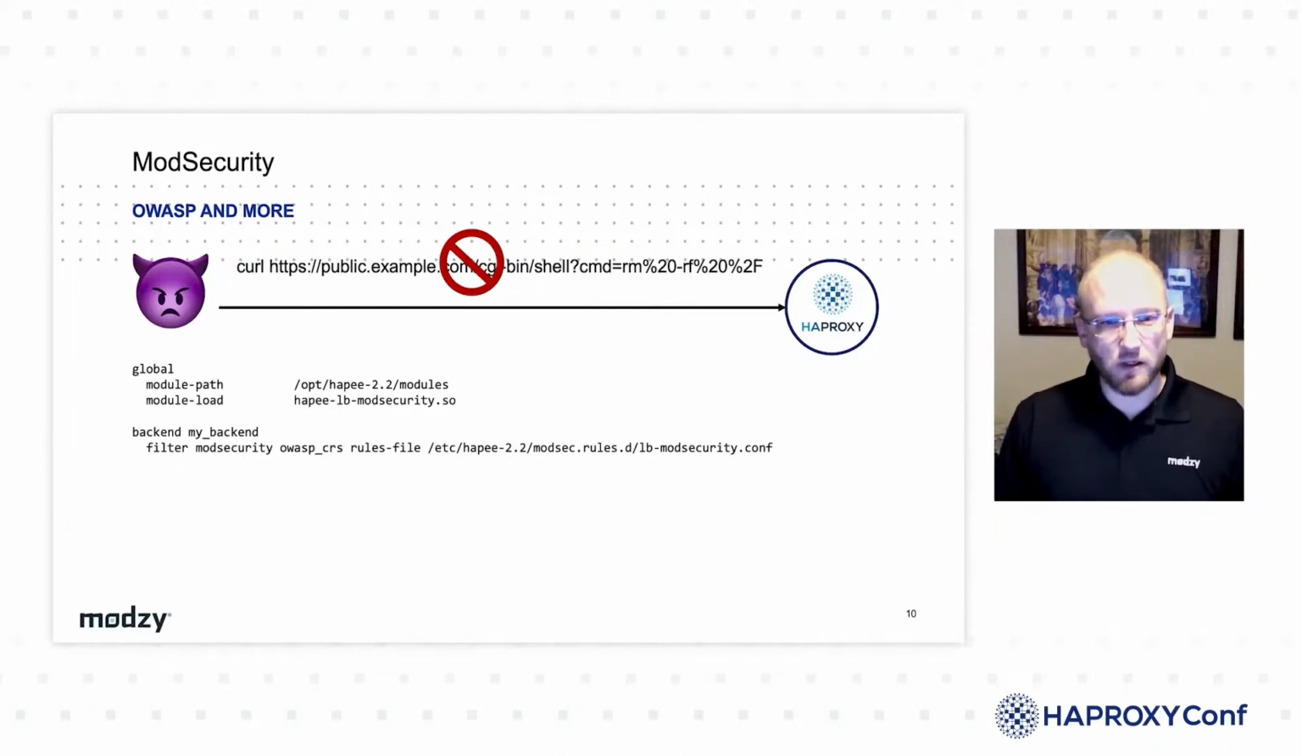You load the module, which means it has to be present on the HAProxy server. We'll talk about that later. And then in your backend, you tell it to filter based on a rules file, and then you point it to where the rules file is. Pretty straightforward.